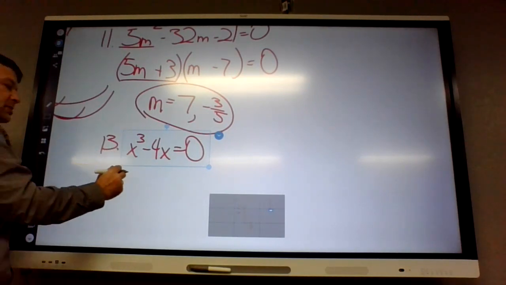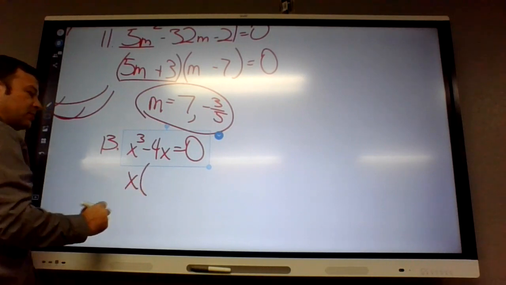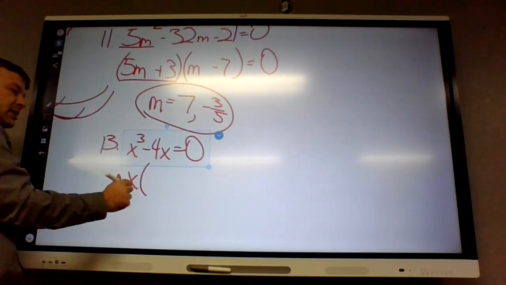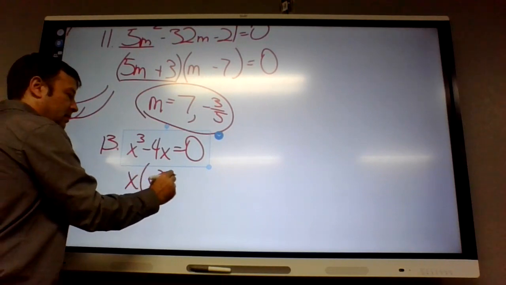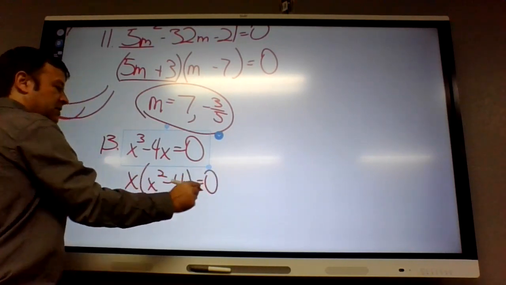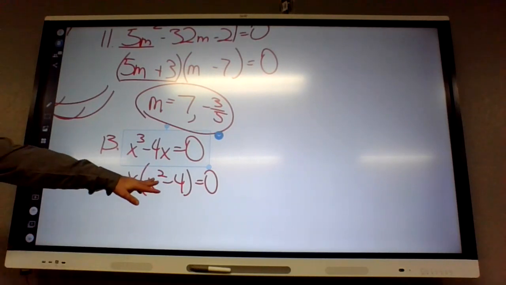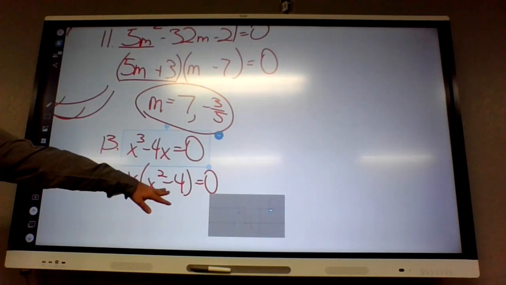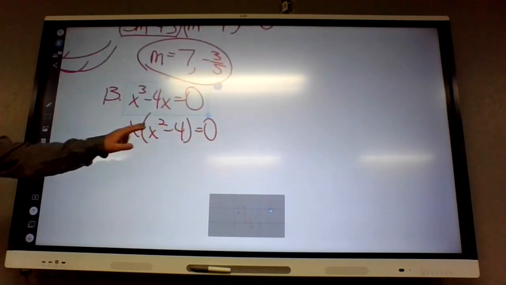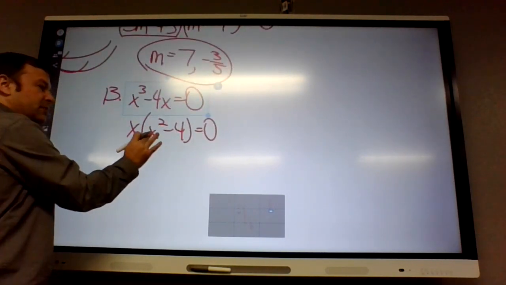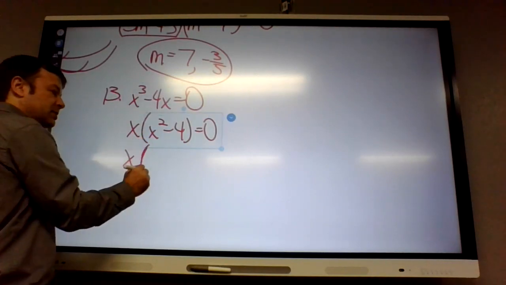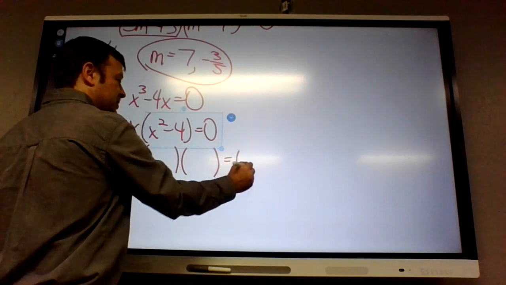An x, yes. So they both have at least an x, so I'm going to put an x out in front. What's left if we take an x out? Just the x squared and a minus 4. Does x squared minus 4 ring a little bell in your heads? This was not on the worksheet, but it was on last Tuesday's. It's called a square minus a square. Remember that? Squares are things that have square roots. So the parentheses actually factors again.